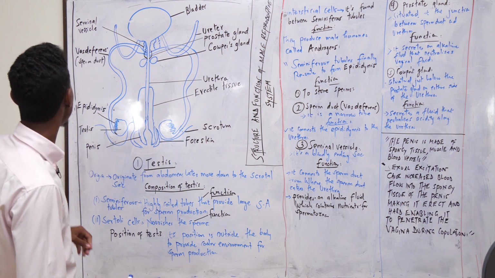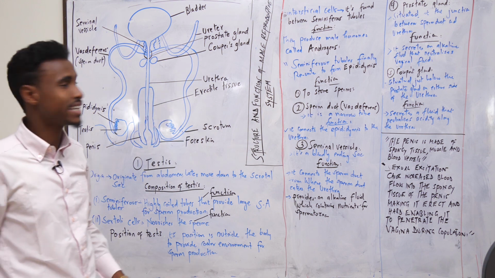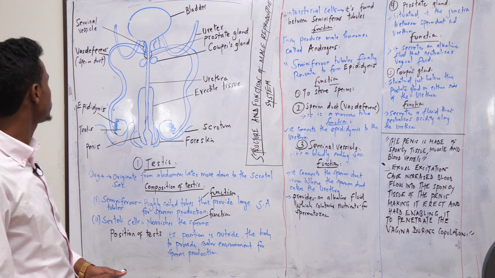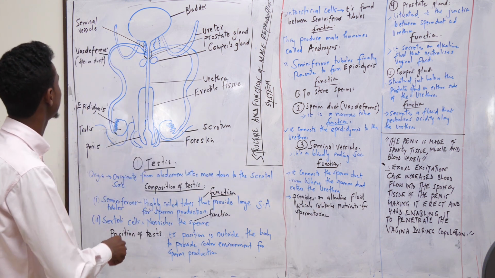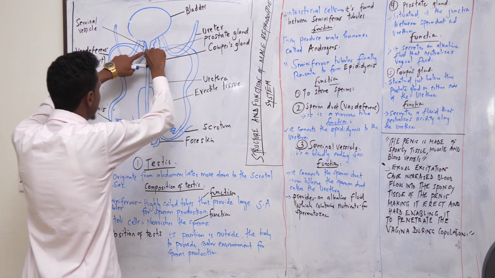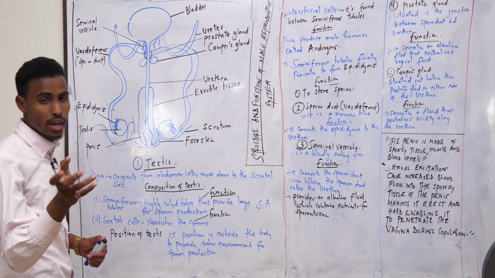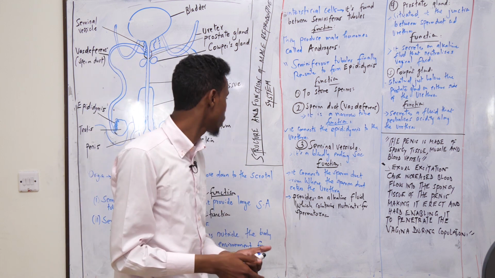Then you have the seminal vesicles. It is a blindly ending sac. What it does is connect the sperm ducts, at the point where the sperm duct enters the urethra. You can see the sperm duct here.